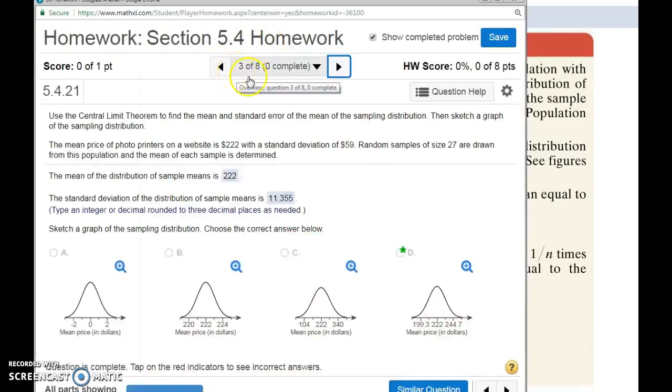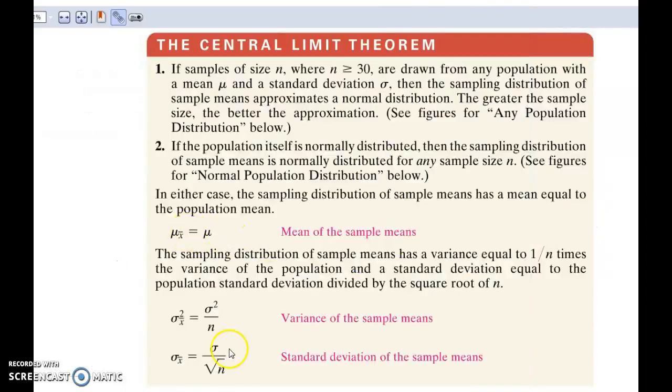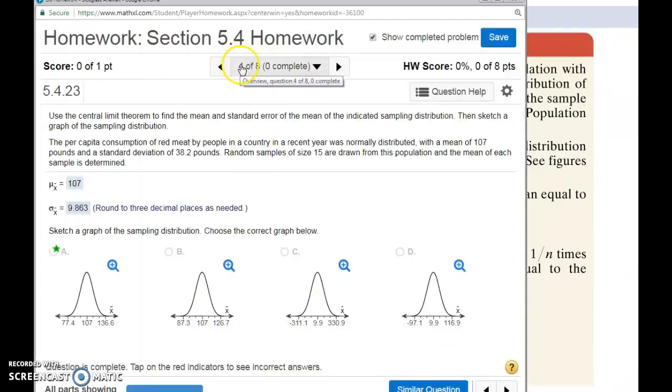Number 3, similar to number 2, you're going to use these formulas to calculate the mean and the standard deviation of the sample means. Number 4, you're going to find the mean and the standard deviation just like you did for 2 and 3. And let me talk a little bit now about how to find the correct graph that you need for 2, 3, and 4.